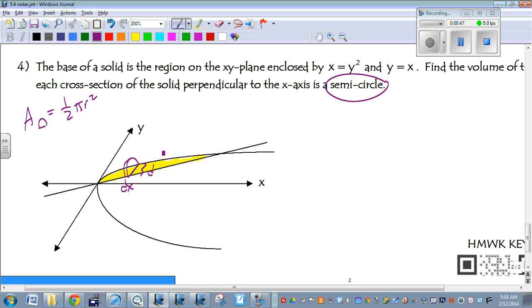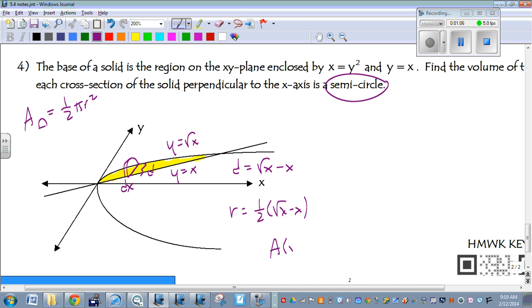So diameter is going to be the top function, which we already know is square root of x, minus the bottom function, which is x. So the diameter is going to be square root of x minus x. What's our radius going to be? Half of that, right? 1/2 square root of x minus x.